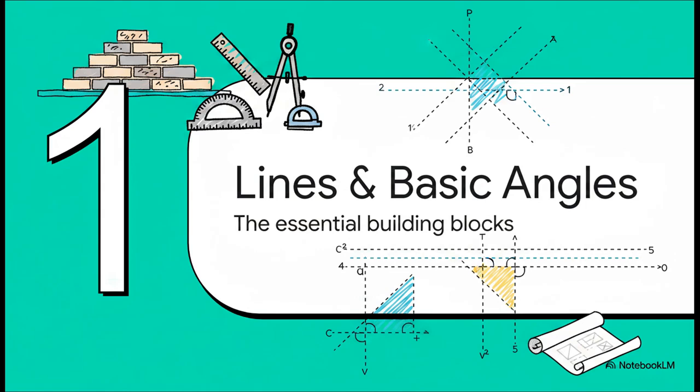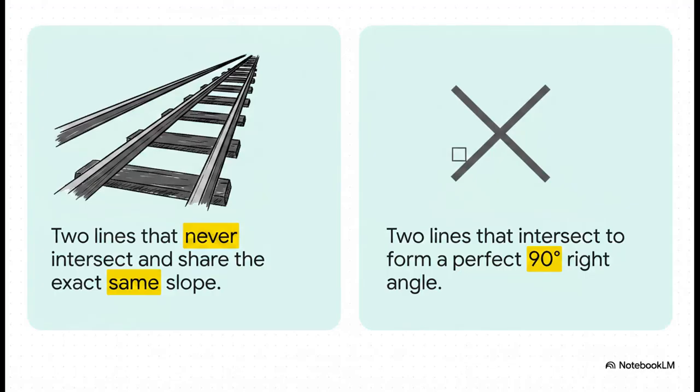These are the essential building blocks, the core ideas we're going to use to tackle everything else that comes our way. So it all starts with two kinds of lines. On one hand, you've got parallel lines. The easiest way to think about these is like a set of train tracks. They run side by side forever, and they will never, ever cross. Then you have perpendicular lines. These guys do cross, and they do it at a perfect 90-degree right angle, kind of like the corner of a picture frame.